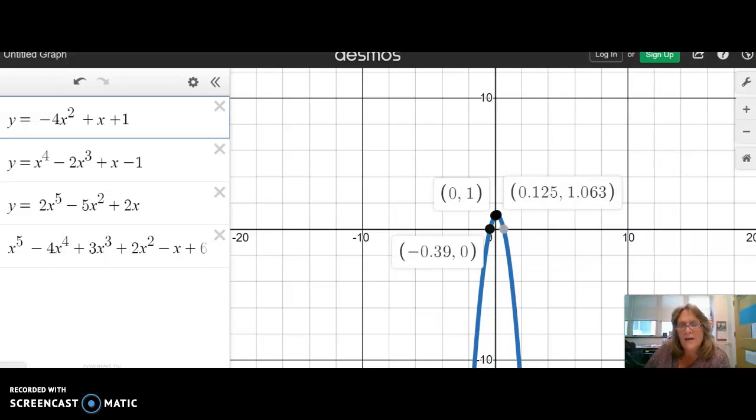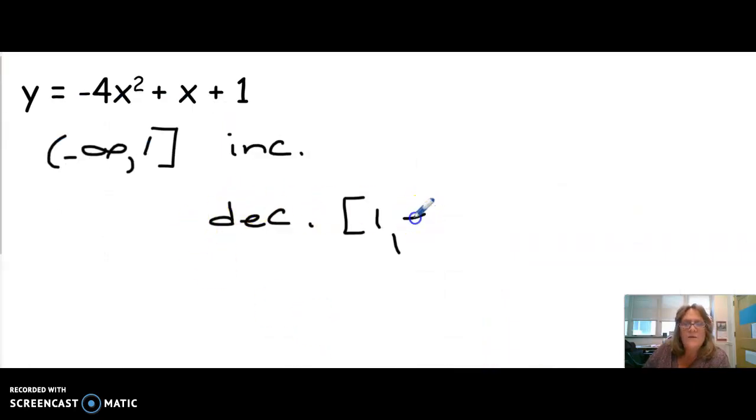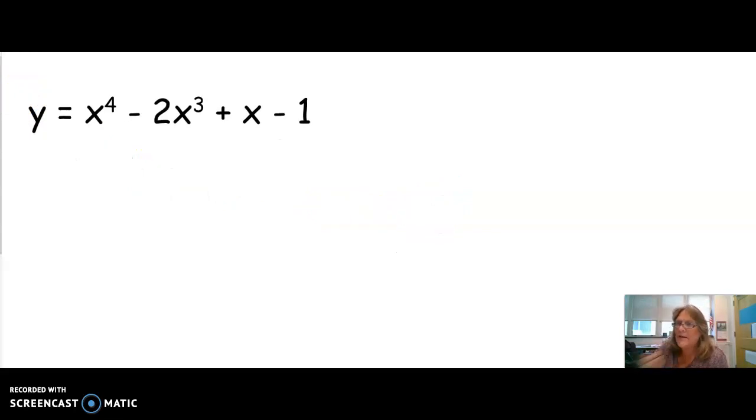So on a quadratic, about halfway through it, you're going to see where your points are, where it increases and decreases. It's moving up until it gets to 1, and then it's moving down, and that goes to positive infinity. Okay? Well, this next one, increasing part and the decreasing part.